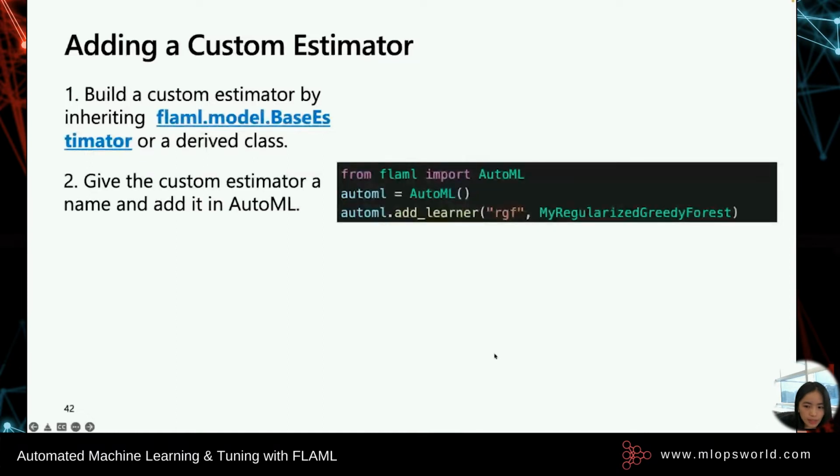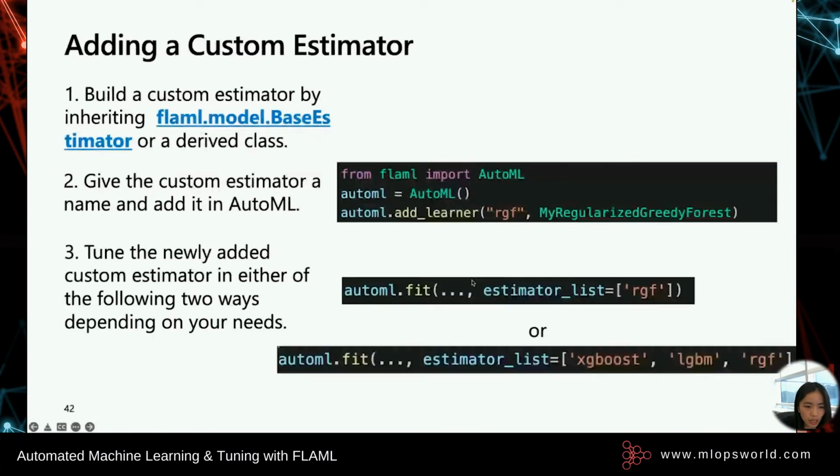After creating this new class, I need to give this custom estimator class a name, say RGF, and add it to AutoML by calling the @learner function. Then I'm ready to use this newly added estimator to do AutoML. So, for example, I can just do the tuning based on only this custom estimator, or I can also do the tuning together with other estimators, for example, together with XGBoost and LightGBM.